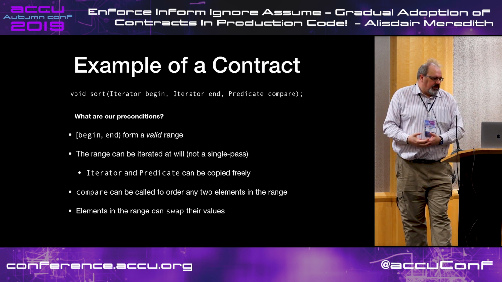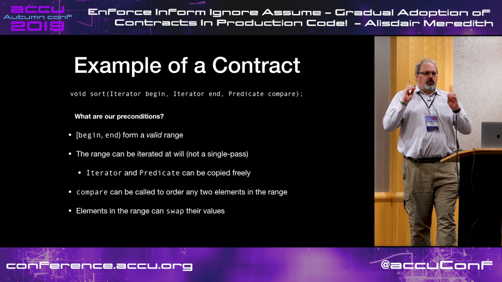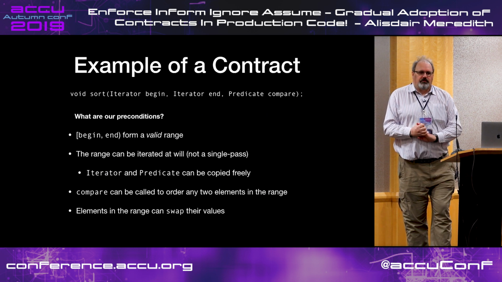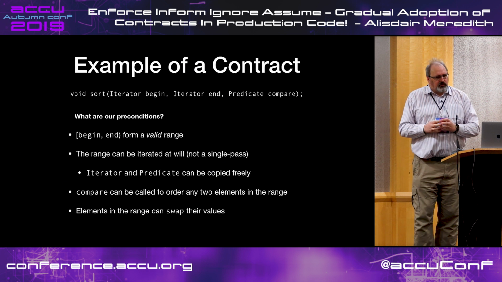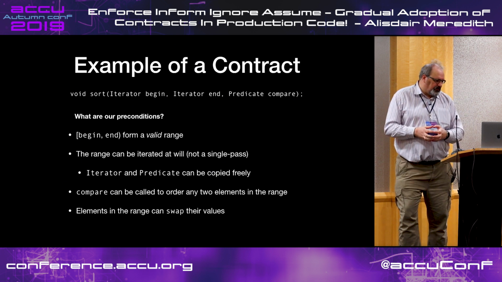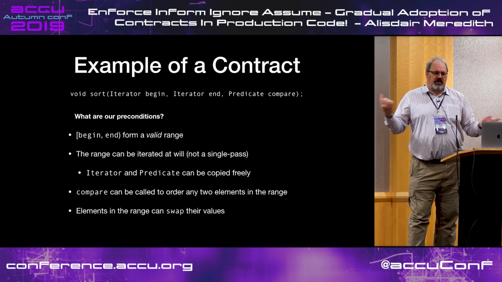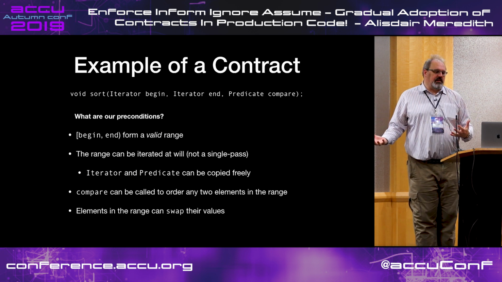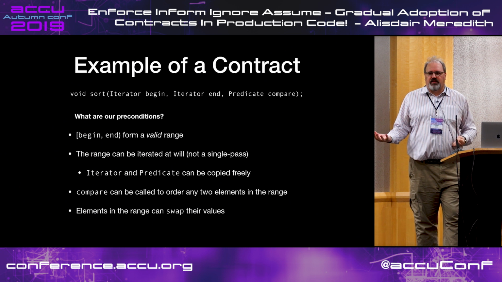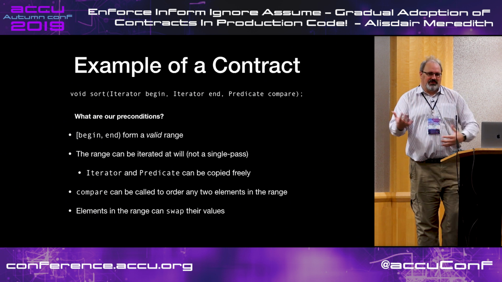The compare can be called to order any two elements in the range to know what that order is. Frank specified that more clearly, in a way that adds an additional constraint I think I've missed. And the elements in the range can swap their values. So that's my essential set of preconditions on this contract. Have I missed anything? I don't think I have. That one's not a trick question.